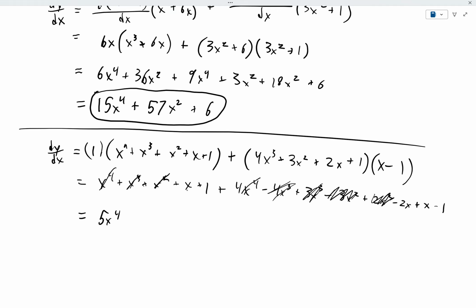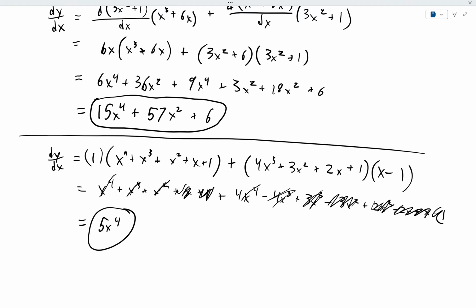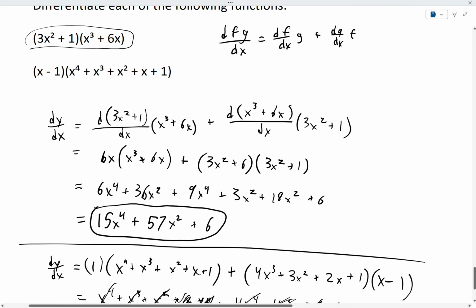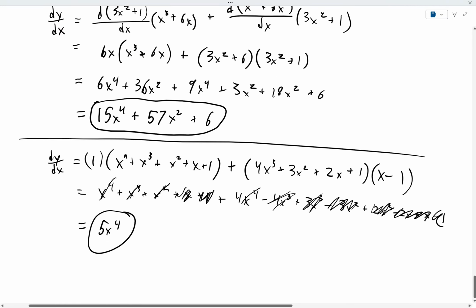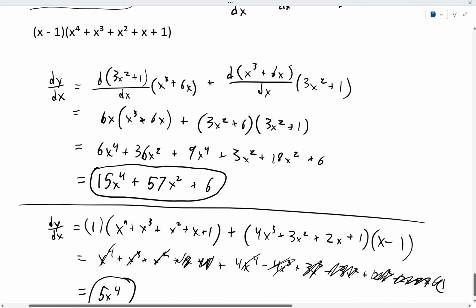And I'm just looking right here. I see x plus x, that's 2x, minus 2x. We're back down to 0. And 1 and negative 1 cancel. So a lot of stuff canceled here, and we're just left with 5x to the fourth as the derivative of these two functions being multiplied. So that's how you do a couple of product rule problems like that.